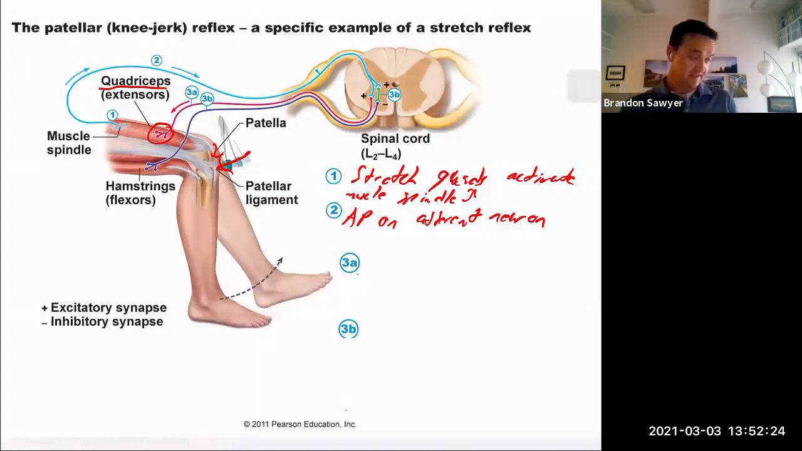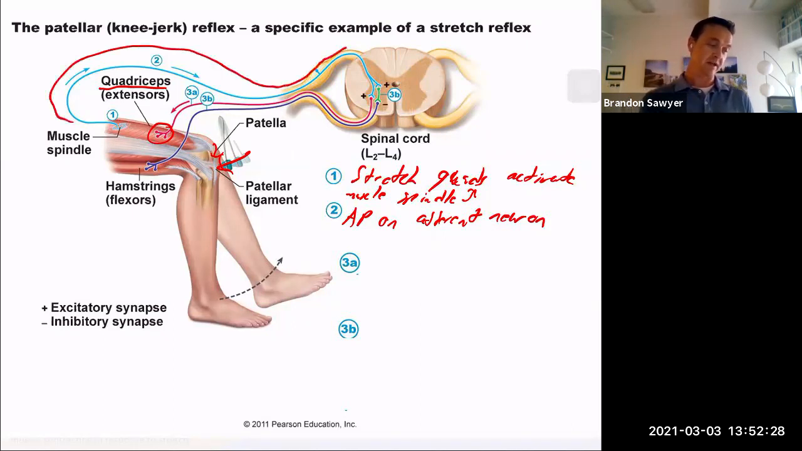Yeah. So that sends an action potential back on this afferent neuron. So that's number two. That's going back to the spinal cord. Right. And you guys remember all this setup of the spinal cord from last semester, right? We go through this guy right there, right? That's where the cell bodies of those sensory neurons are. Remember that? That's the dorsal root ganglion, right? We're going back into the root here, and now we're into the spinal cord, okay?